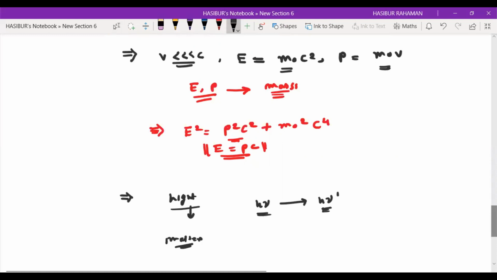Also, suppose there are electronic levels inside the matter, and these are the different levels: ground state, excited state, E1, E2, and now some photon is incident on this material. The electron will take this photon energy and make a transition. So the photon energy is used in this transition.